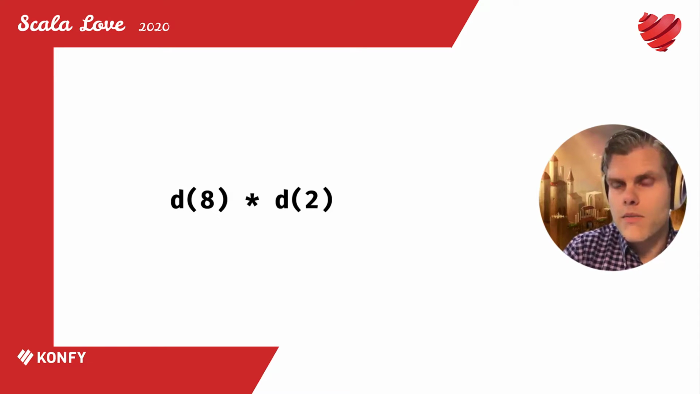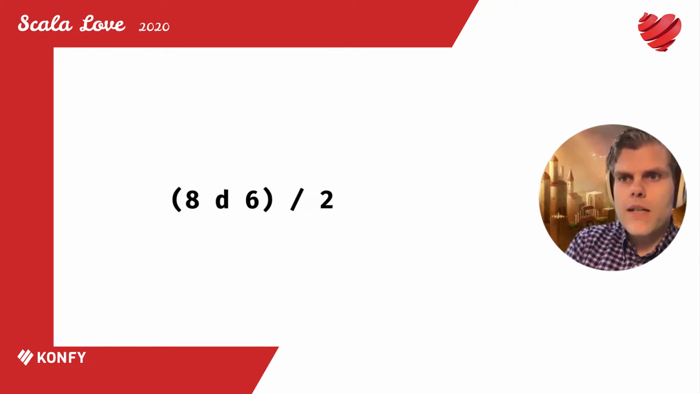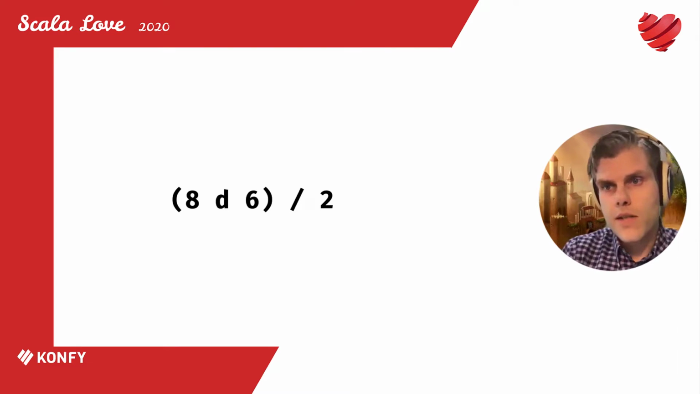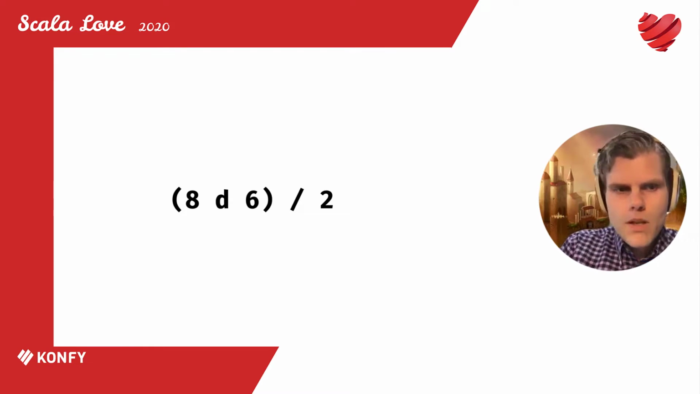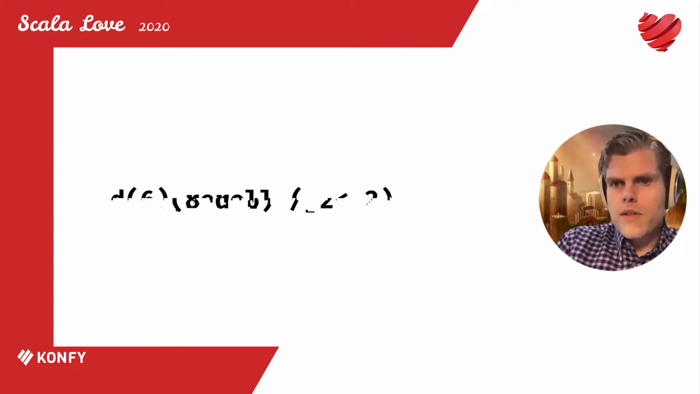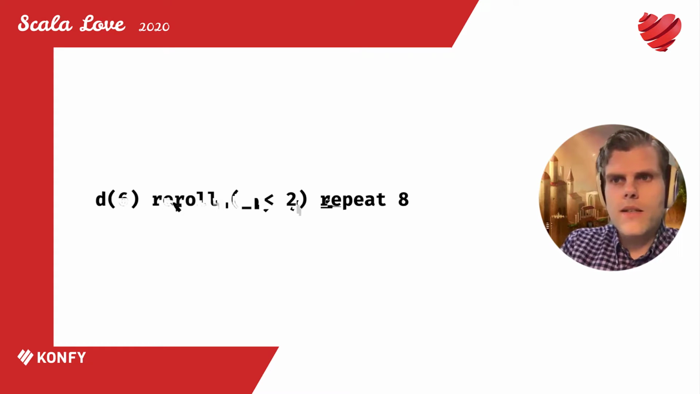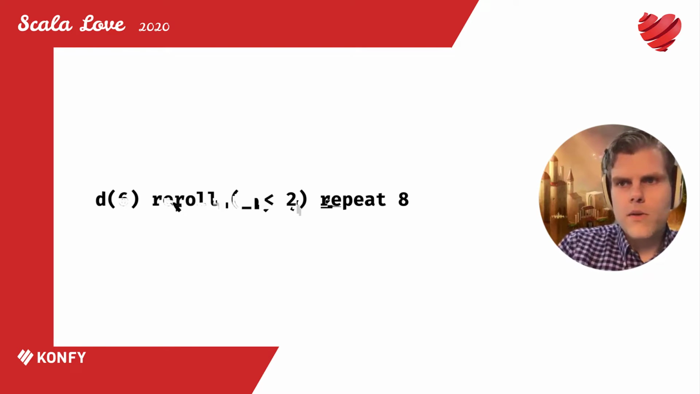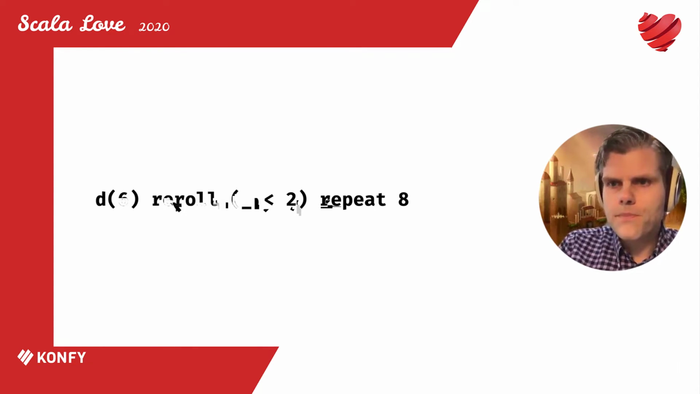You can multiply results. So this is an 8-sided die that is multiplied by 2 if a coin flip comes up heads. You can divide dice by other dice or by numbers. So this is half of the result of 8 6-sided dice. I have this combinator reroll. So this is a 6-sided die rerolling the roll if it comes up 1, but keeping the reroll. And this is rolling 8 6-sided dice. So this repeat combinator: you roll 8 6-sided dice and reroll any ones.